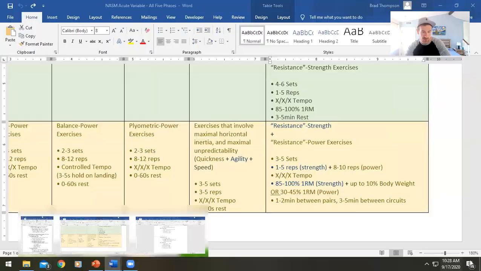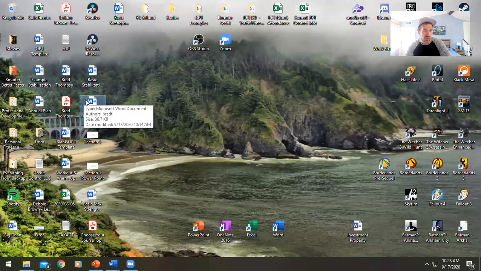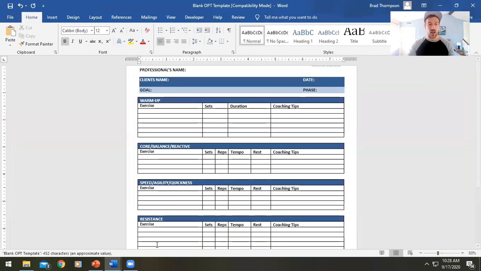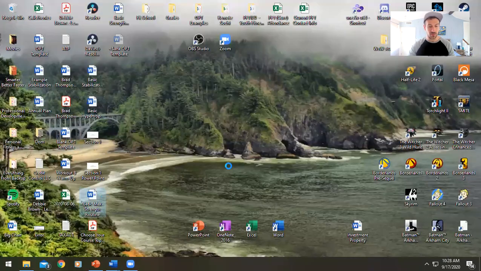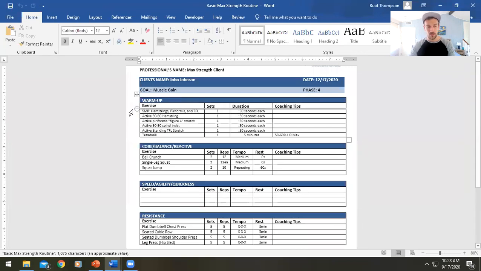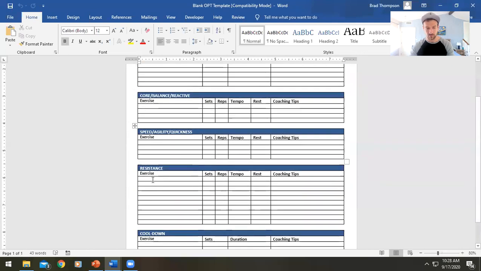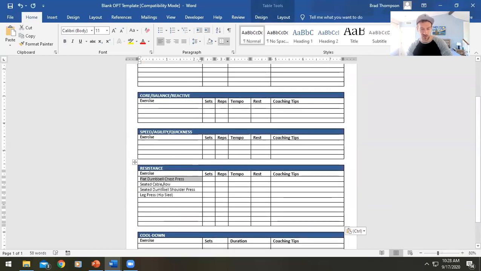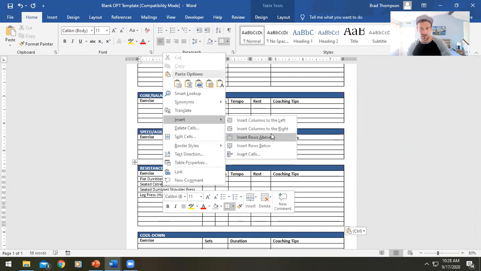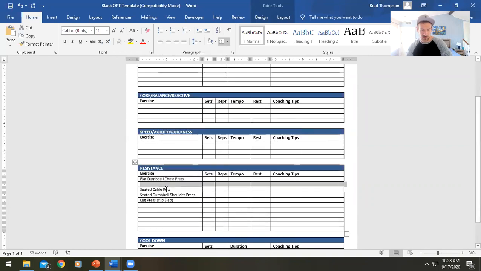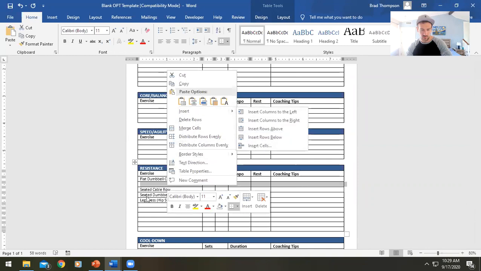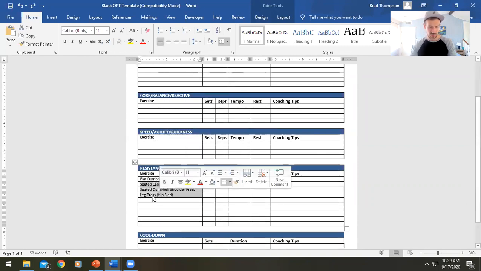So starting with resistance strength exercises and pairing that with resistance power. Let's go back to our example routine here. Where's my blank? So I'm going to pick very similar to my max strength routine, the same exercises, but they are going to pair with power versions. So I need to make sure that I superset each of these together. Actually, I don't need to do that. I can do it this way.